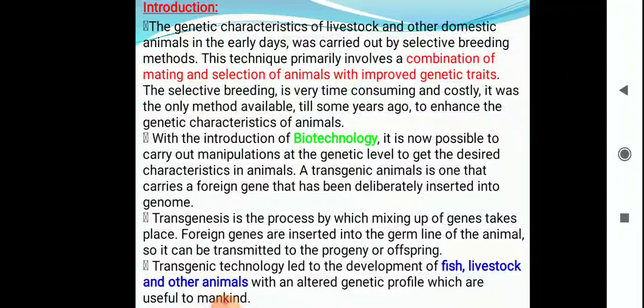A transgenic animal is one that carries a foreign gene that has been deliberately inserted into its genome. Transgenesis is the process by which mixing of genes takes place. The foreign gene is inserted into the germline of the animal, so it can be transmitted to the progeny or offspring. The transgenic technology led to the development of fish, livestock, and other animals with an altered genetic profile, which are useful to mankind.